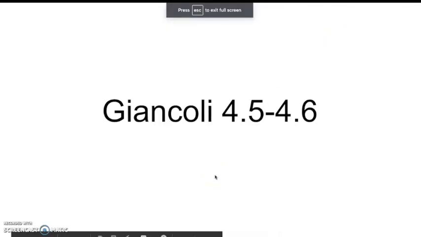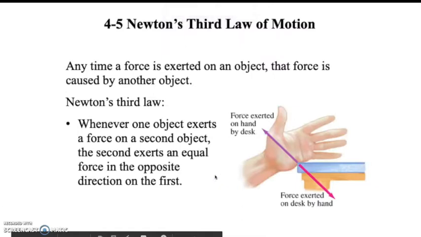Okay, Giancoli 4.5, 4.6. Newton's third law. Anytime a force is exerted on an object, that force is caused by another object. For example, you chop your hand onto a desk, as you see here. The force you exert on the desk will be equal to the force that the desk exerts on your hand. It's equal force, but opposite direction. So equal force, opposite direction.